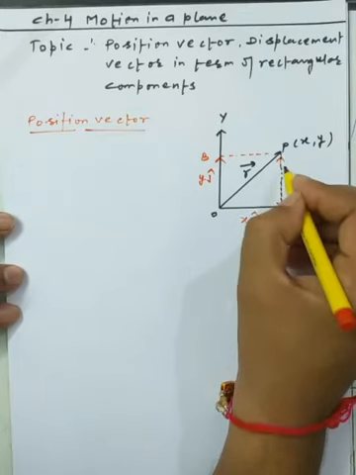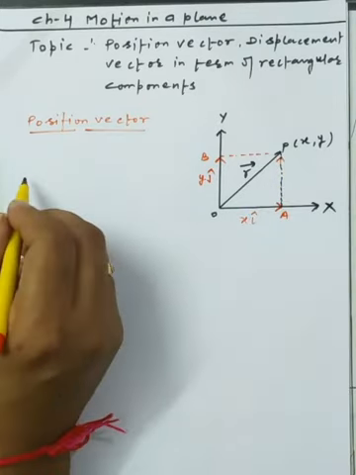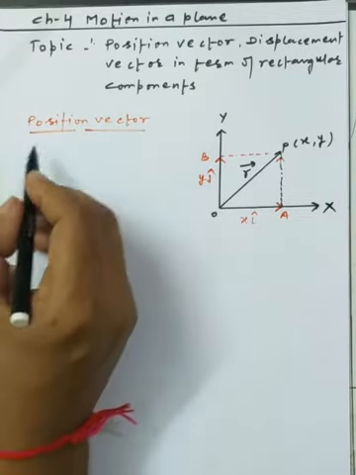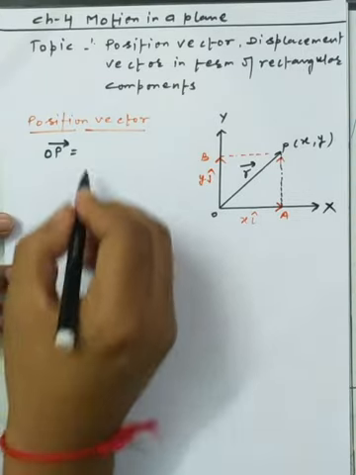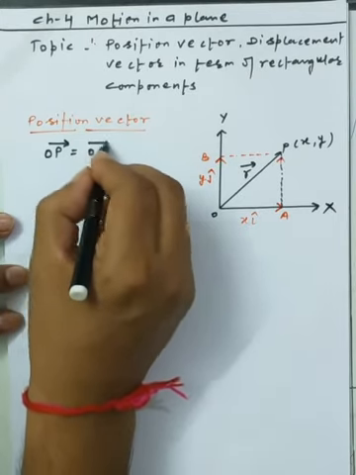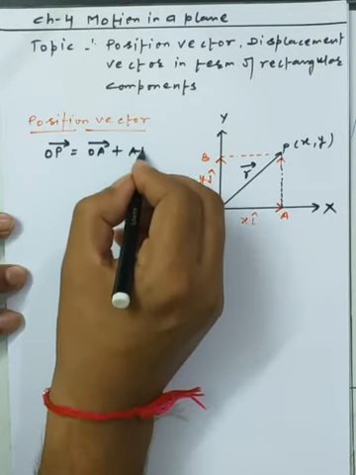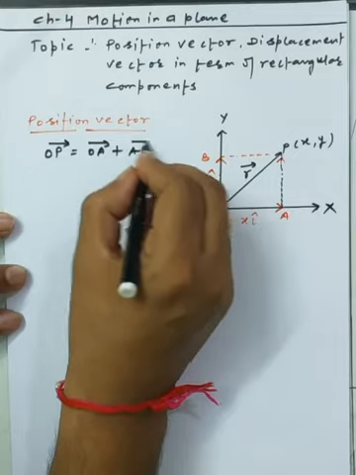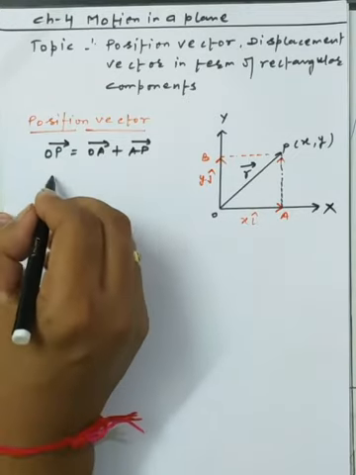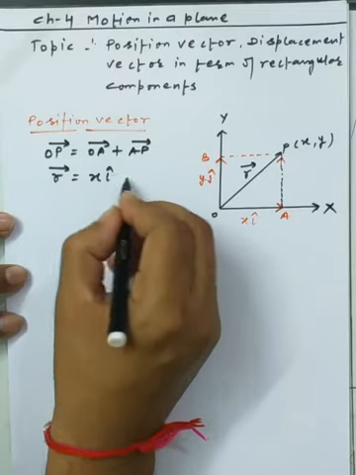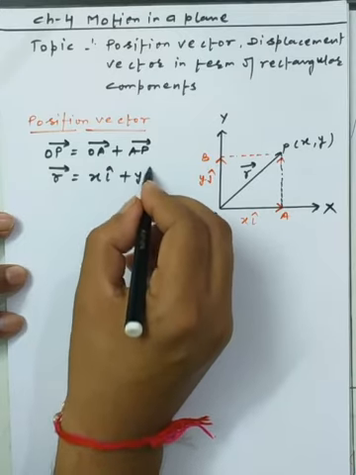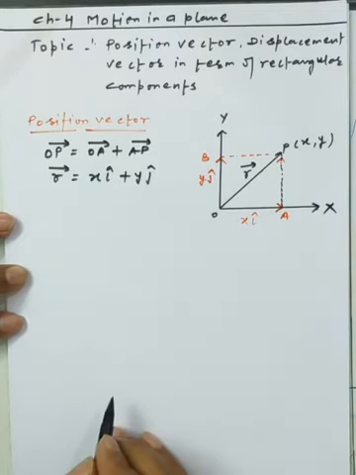Now we will apply simply the triangle law. I am starting the triangle law for the OP vector, and we are starting the movement from O to A, and then A to P. So simply we can write that the OP vector, that is the r vector, equals x i cap plus y j cap. This is the simplest representation we have.